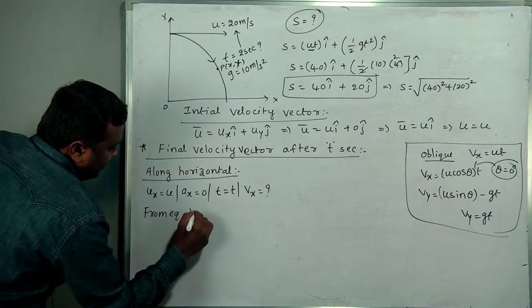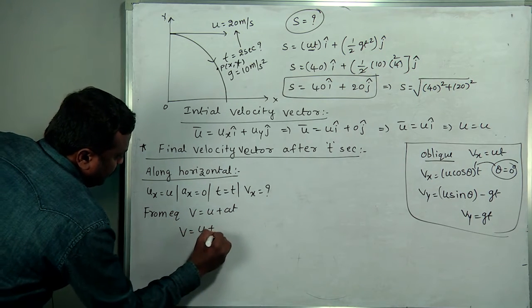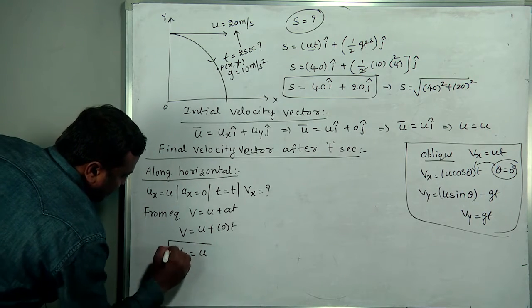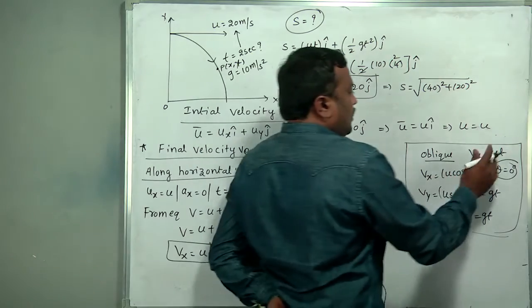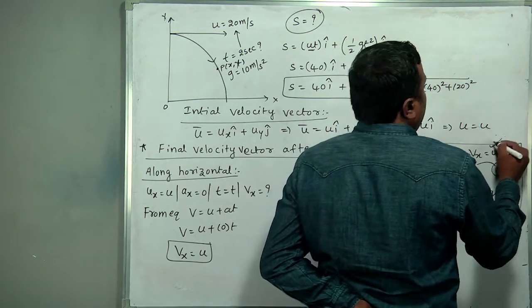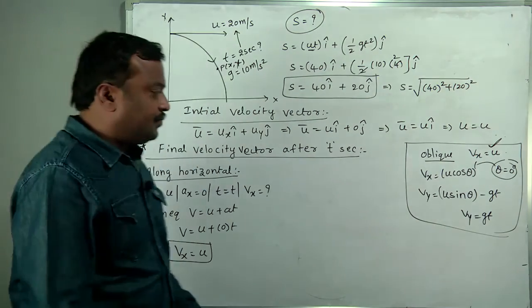From the equation v equal to u plus at, v equal to u plus 0 into t, then vx equal to u only. See this? Vx equal to u cos theta only. Here vx equal to u only, not into t. Vx equal to u cos theta.